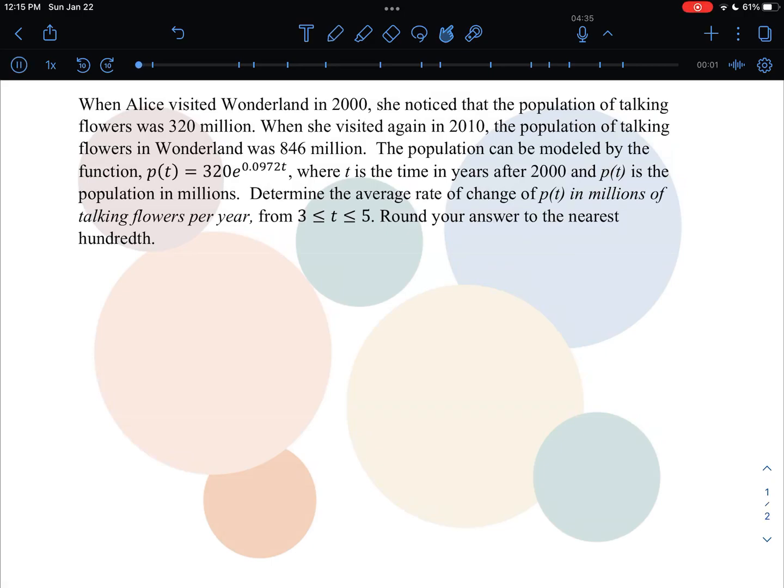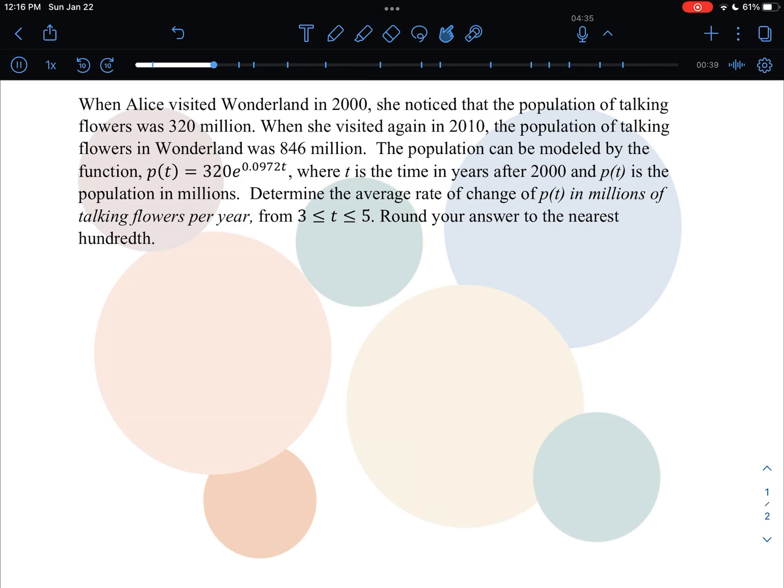It's time for another Algebra 2 Regents quick question walkthrough, and this one is on change in population over a given interval. The question says, when Alice visited Wonderland in 2000, she noticed that the population of talking flowers was 320 million. When she visited again in 2010, the population of talking flowers in Wonderland was 846 million. The population can be modeled by the function p of t equals 320 e to the 0.0972 t, where t is the time in years after 2000 and p of t is a population in millions.